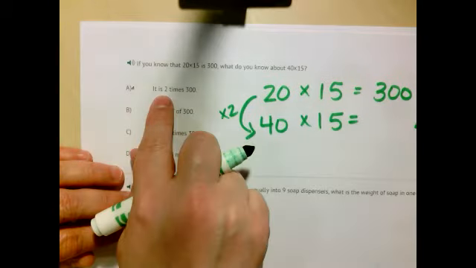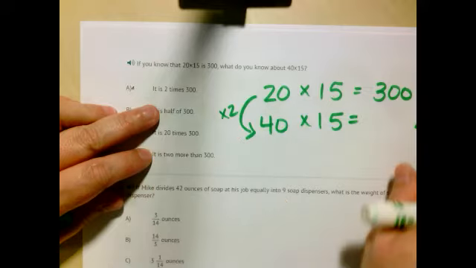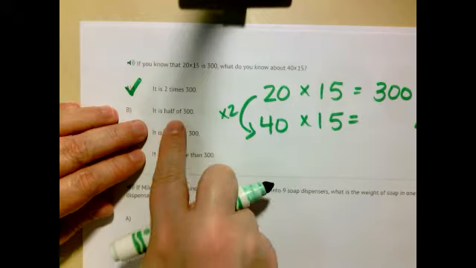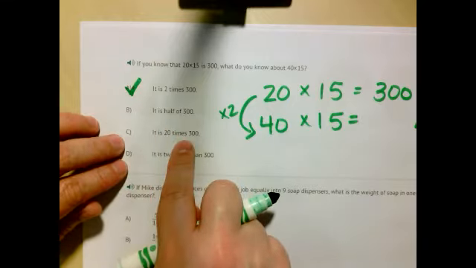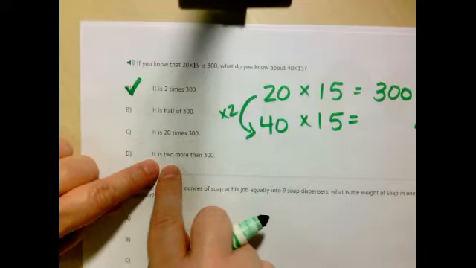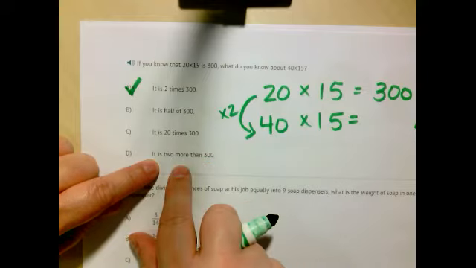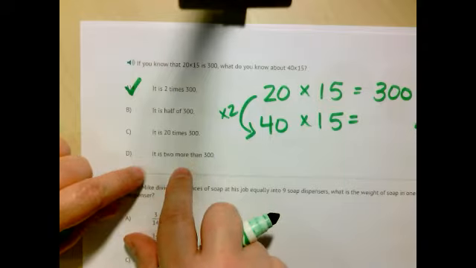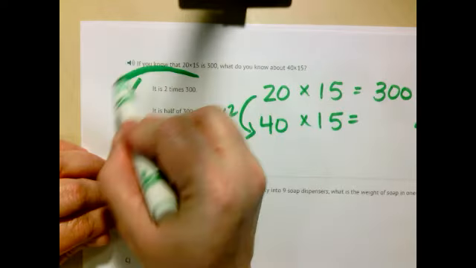So the first answer choice says it's 2 times 300. Well, that would be correct because we just doubled it. So let me check that one. That one makes sense. It's half of 300? No, because we're not dividing it. It didn't get smaller. It's 20 times 300? Well, that doesn't make any sense. Or it's 2 more than 300. 2 more than 300 would be 302. So just be careful with that. So these 3 don't make any sense, but A would be your best choice here.